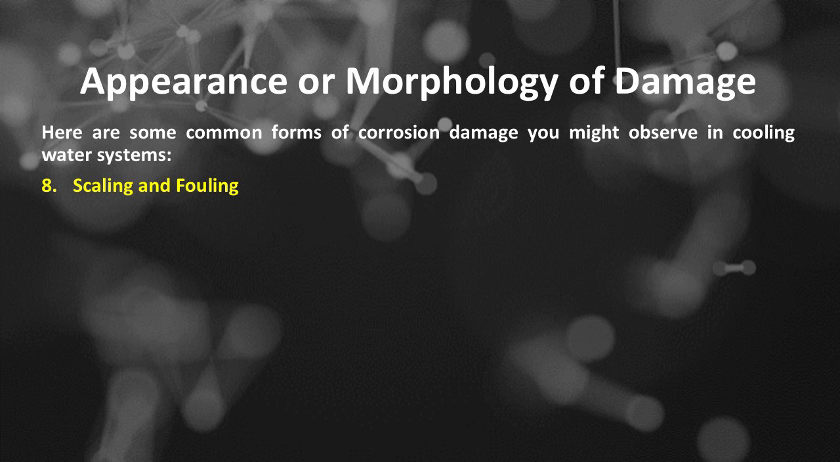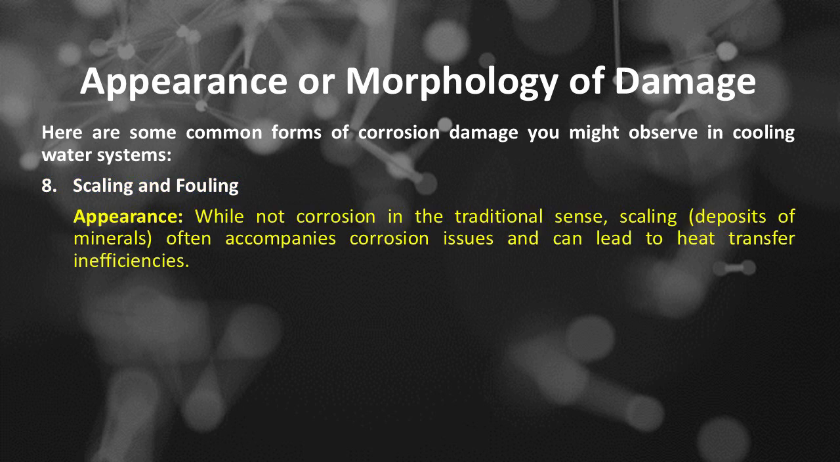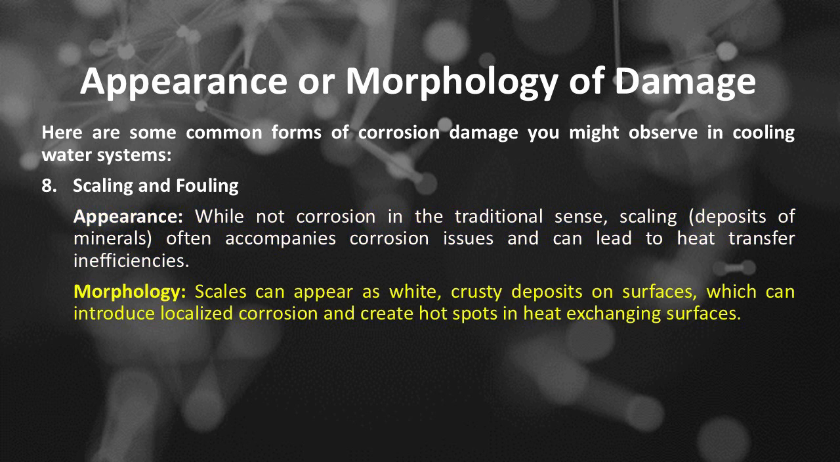Number 8 is scaling and fouling. Scaling and fouling appearance. While not corrosion in the traditional sense, scaling, deposits of minerals, often accompanies corrosion issues and can lead to heat transfer inefficiencies. Scaling and fouling morphology. Scales can appear as white, crusty deposits on surfaces, which can introduce localized corrosion and create hot spots in heat-exchanging surfaces.